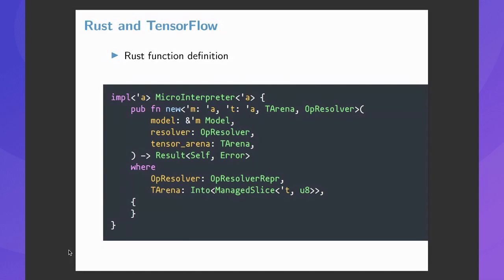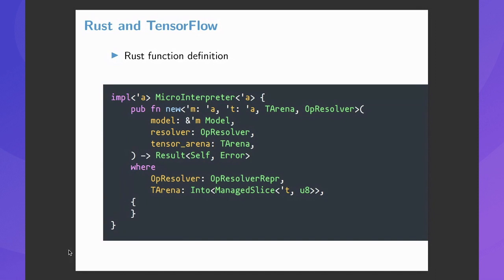Then when we pass the model into the function, we tell the Rust compiler that we're borrowing the model for the lifetime M, which from the previous line we know exceeds the lifetime of the microinterpreter. So actually we've now enforced that constraint in software. And that means that when we do a CI build, this constraint gets checked. And that's really useful.